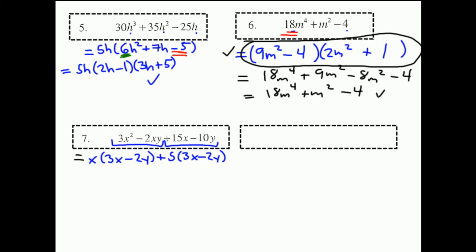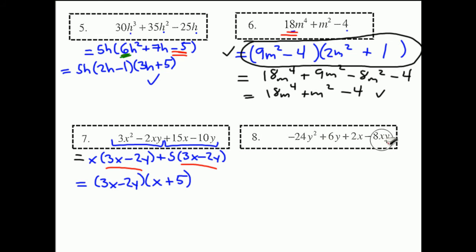So that's good. And now at this point I have a 3x minus 2y in each of these terms. So I pull out a 3x minus 2y because they have that in common. And then I'm left with x plus 5. And from here it doesn't look like I can go any further. I don't have a difference of squares scenario happening at this point. So looks like we're done.